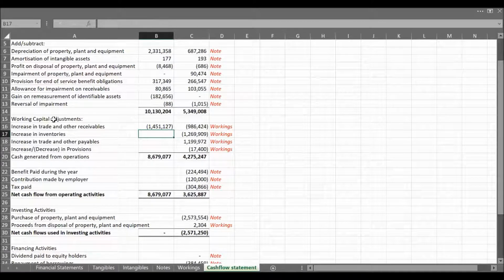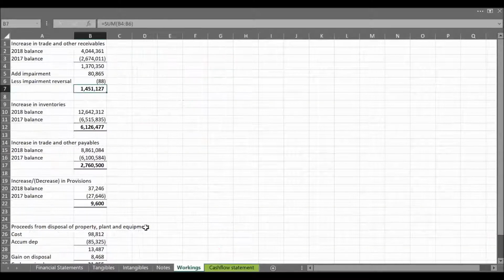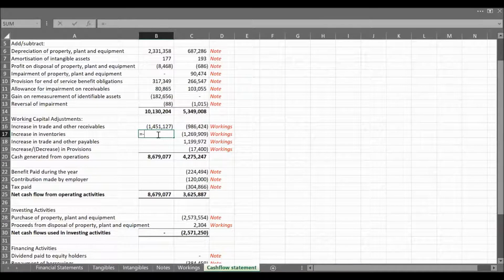All right, so for increase in inventories, the same thing applies. If the current year balance is higher, we're going to deduct it as well. In this case, the current year balance is higher than the prior year, which means our cash is being stored up as inventories rather than as cash. So it's a decrease in cash flow for that particular year. We're going to take the negative of that movement, equals to minus this.